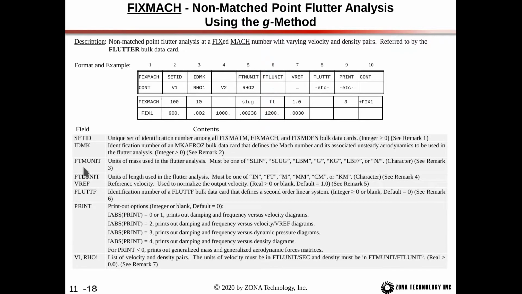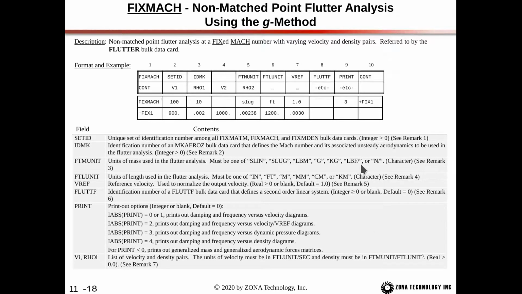Next we have FTM unit and FTL unit. These define the mass and length units used in the flutter analysis, and we call these the analysis units. So the mass unit must be one of slinch, slug, pound mass, grams, kilograms, pound force slash, or Newton slash. And I'll go over the slashes here in just a minute. The FTL unit are the units of length used in the flutter analysis. So that must be one of inch, feet, meters, millimeters, centimeters, or kilometers.